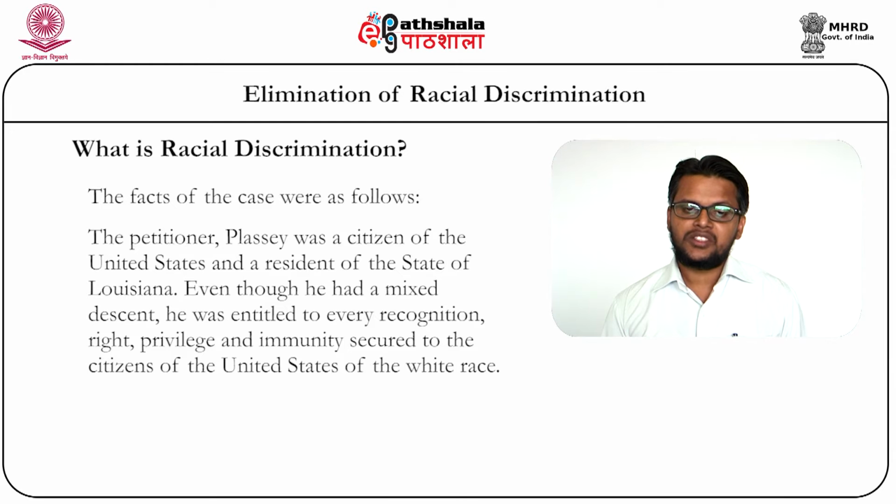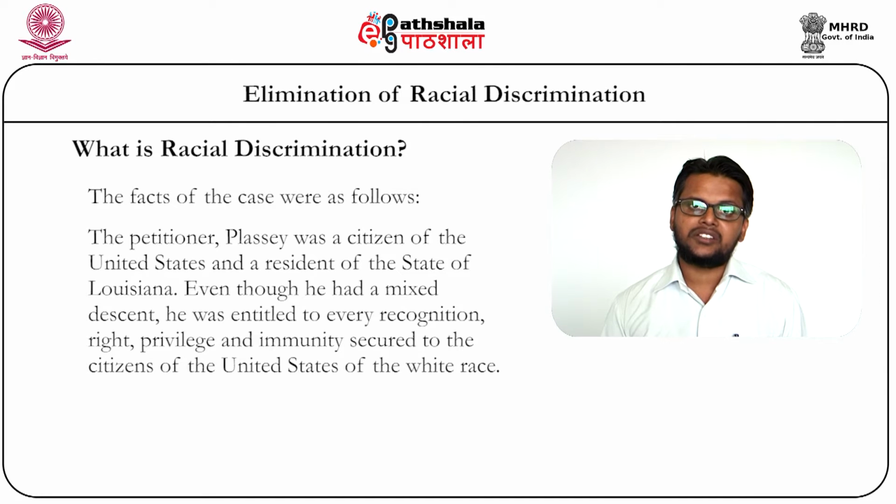The petitioner, in this case Plessy, was a citizen of the United States and a resident of the state of Louisiana. Now, in the United States, you have a federal system where the states have laws which are different from the law of the center. So, here the state of Louisiana has a different set of laws which are very specific to that state. Now, even though Plessy had a mixed descent, he was entitled to every recognition, right, privilege and immunity secured to the citizens of the United States of the white race.